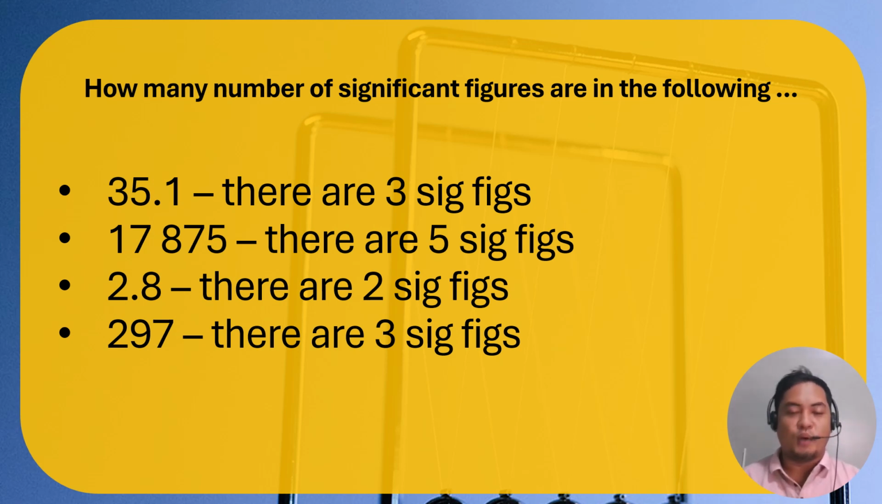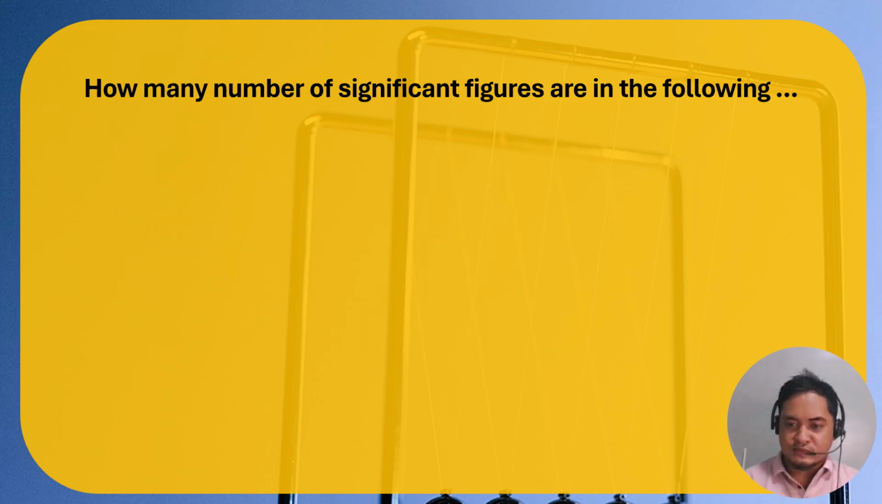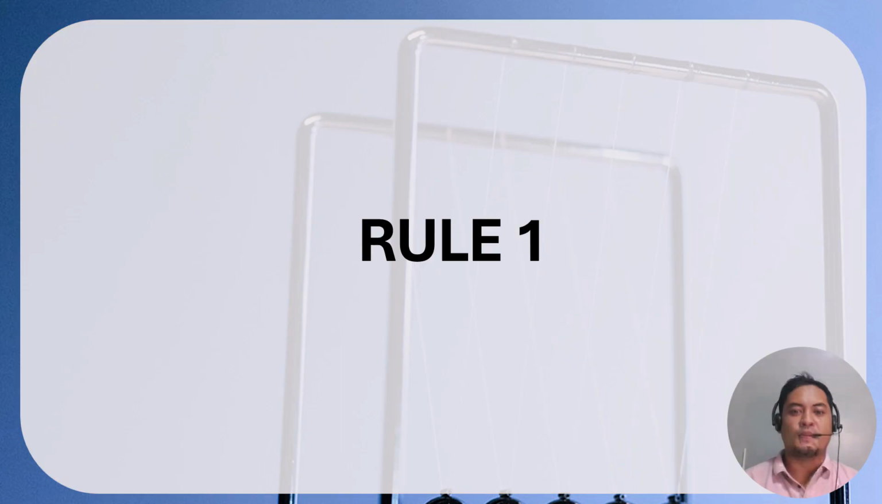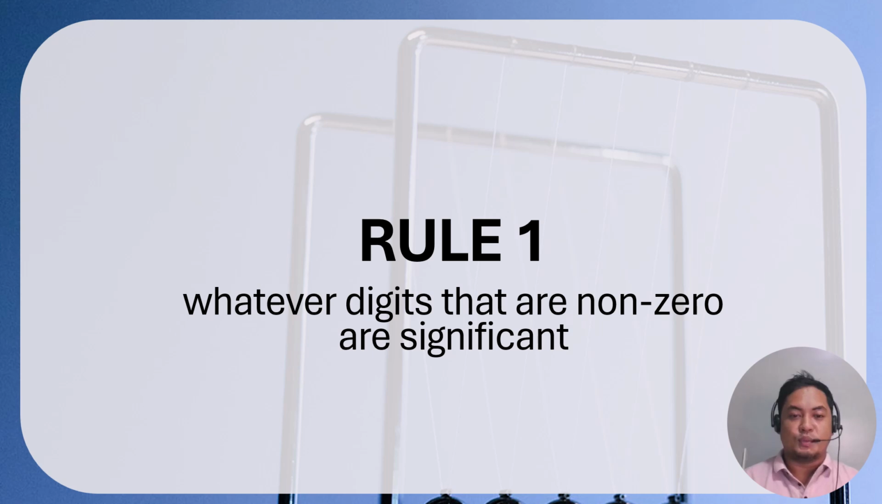So what's the rule behind this? Why is it that in the first bullet there are three sig figs, in the second bullet we have five, and so on and so forth? It lies in this rule. Rule number one states that whatever digits are non-zero, literally speaking, they are significant. So you will include these figures as significant. They are needed in the counting, or in identifying significant figures.